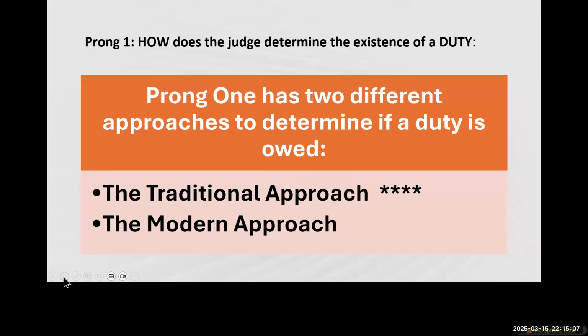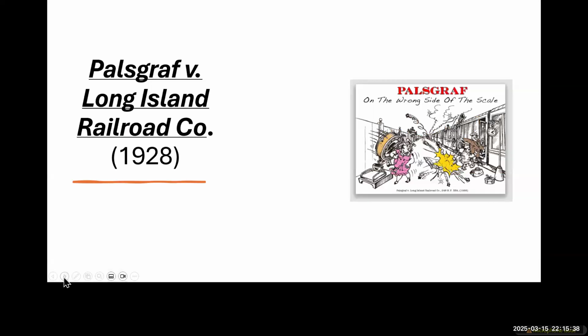Duty has two prongs. Is there a duty? What is the duty? Is there a duty, which is prong one, has two approaches, the traditional approach, the modern approach. If you are a student of Professor Washington, we use the traditional approach. The traditional approach is the Cardozo approach that was announced in Palsgraf. 1928, Palsgraf versus Long Island Railroad.